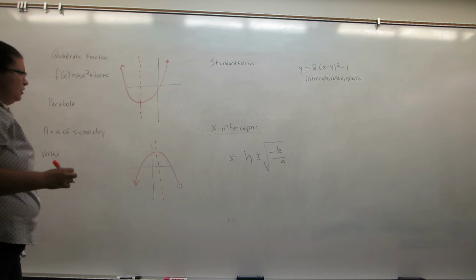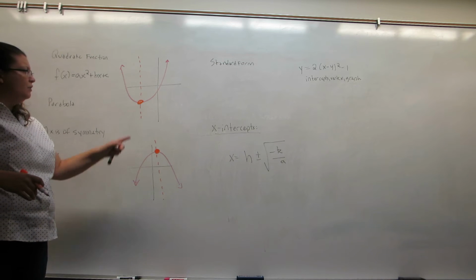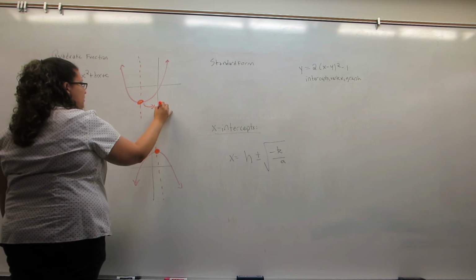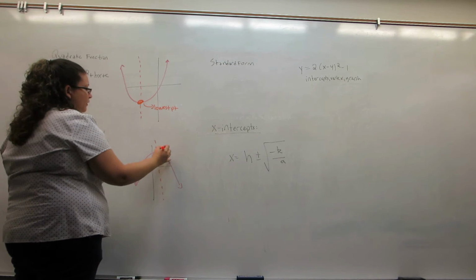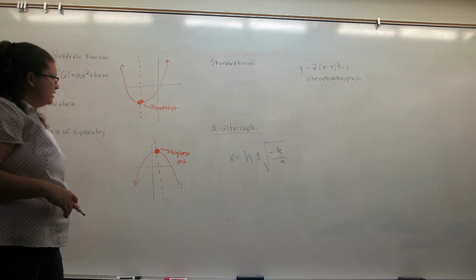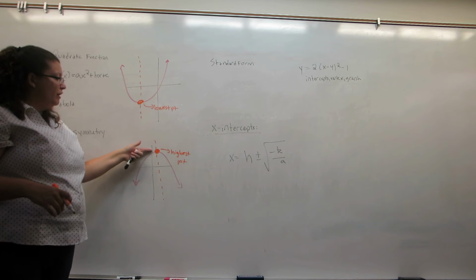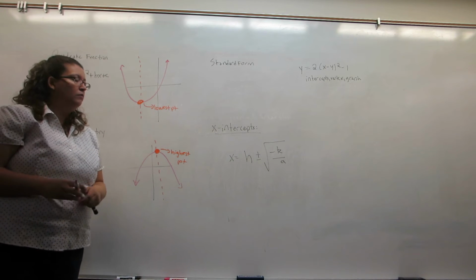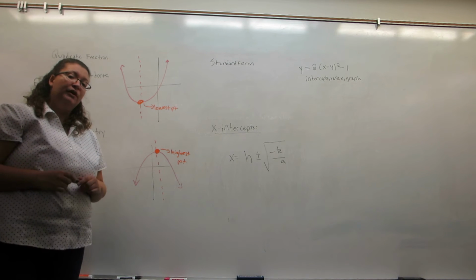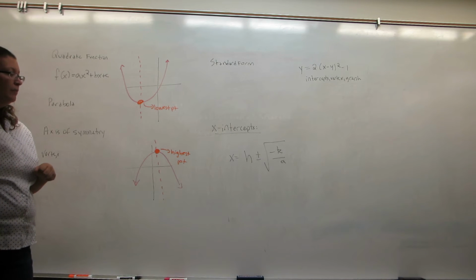The last important thing about this graph is the vertex. The vertex is that point at either the bottom or the top of the parabola. This one is the lowest point on the graph, and this one is the highest point on the graph. Notice that means that the range of this parabola is everything from this point up, and the range of this one is everything from this point down. Now, this means that if an equation happens to be a parabola, we can get information about a minimum or a maximum, which is highly useful information.